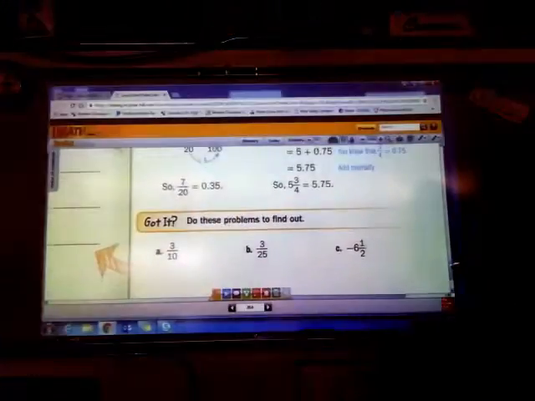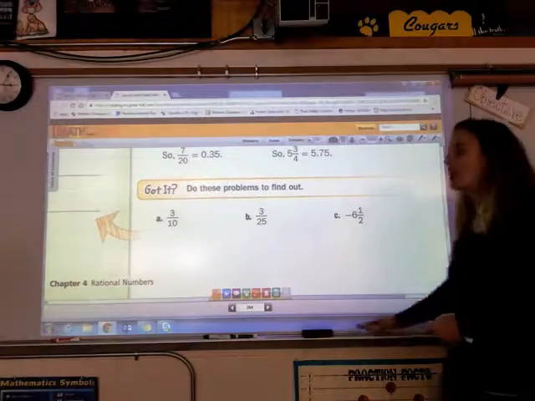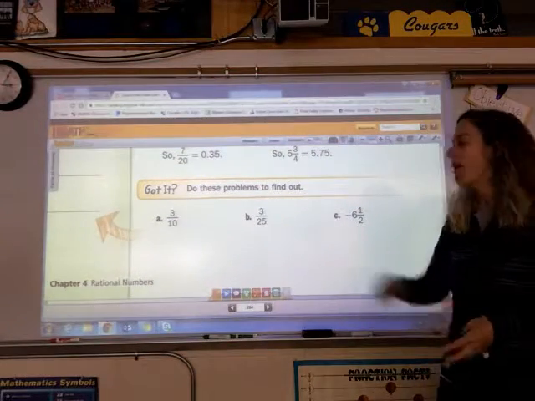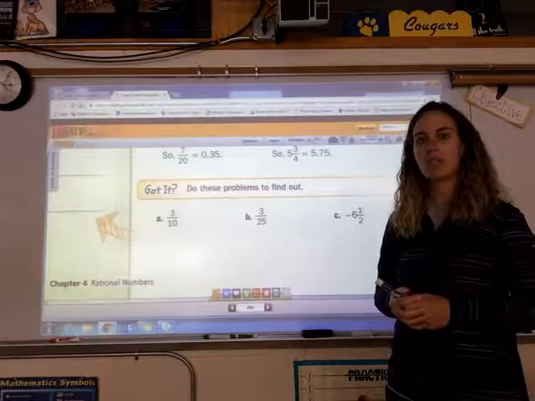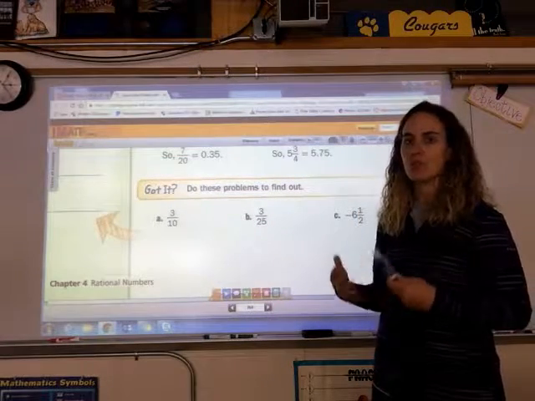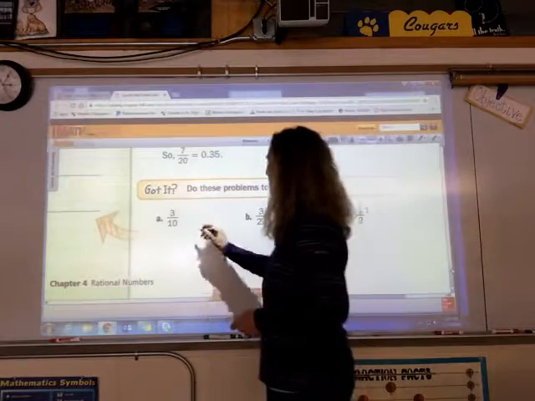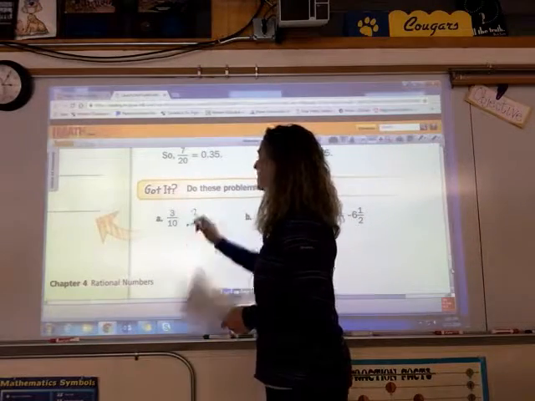So one of the skills you are going to be working on is to take your fractions and write them as decimals. If we take a look at Got It problem letter A, I have 3/10. The denominator is a 10, which makes it a lot easier, so just read it. 3/10, how do you write 3/10? Decimal point 3.